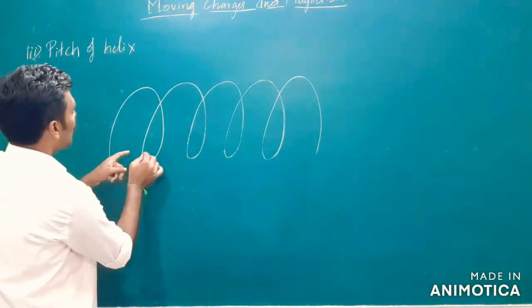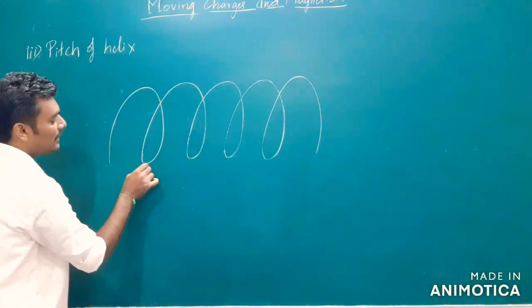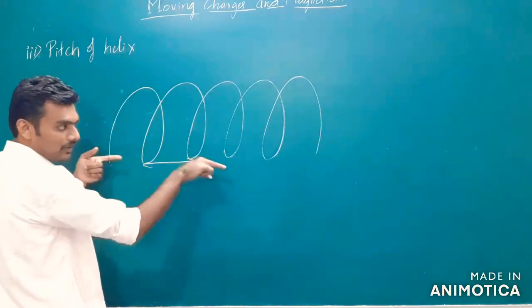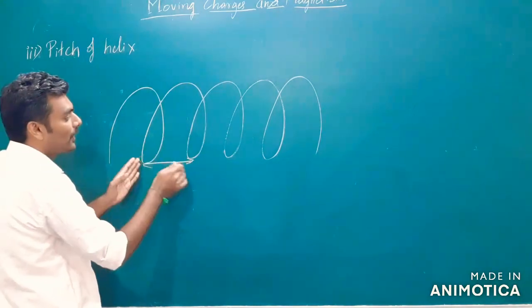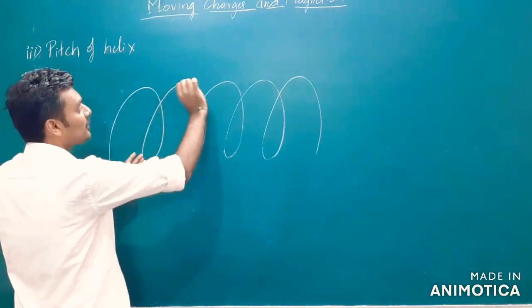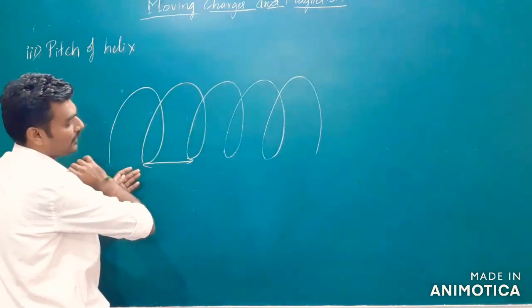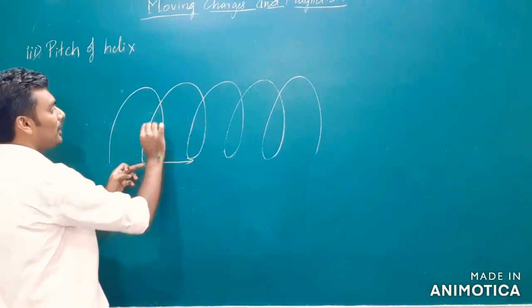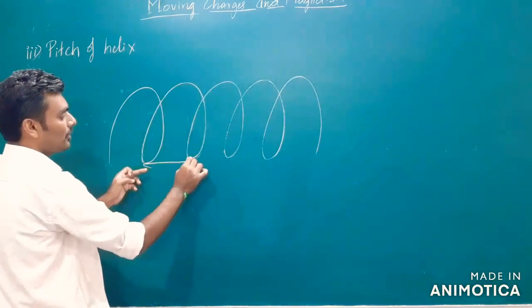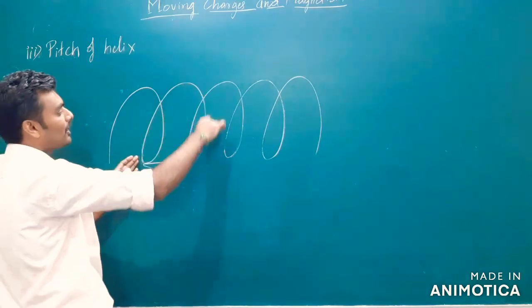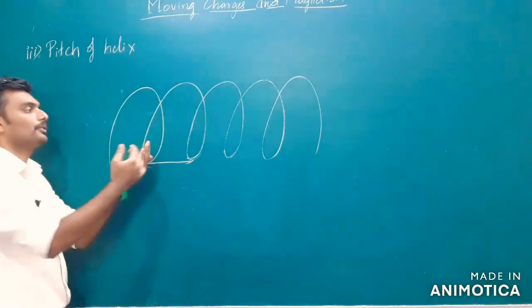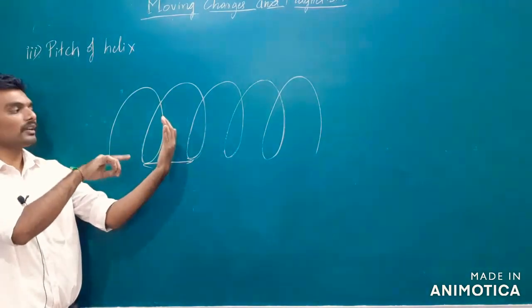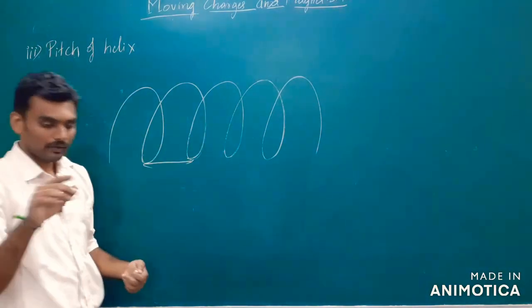So now pitch of helix is the linear distance covered when the body completes one circular motion. Look at this. When the body starts its motion from this point and comes back to this point, for us it is somewhat like a complex motion. For someone who is viewing the motion like this, he would feel that it has completed a circle.